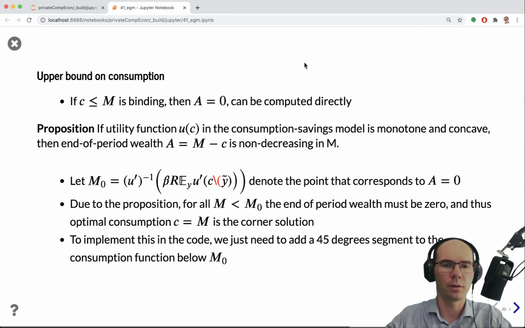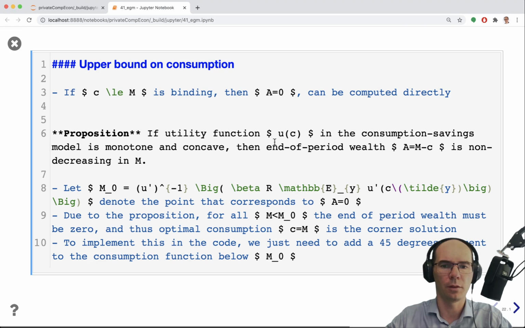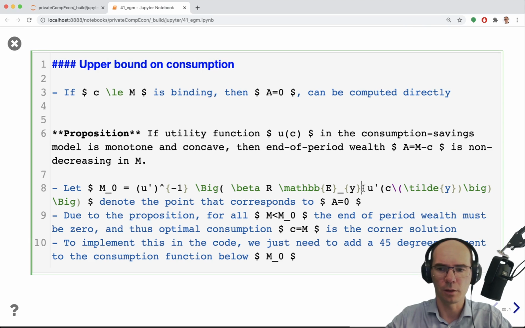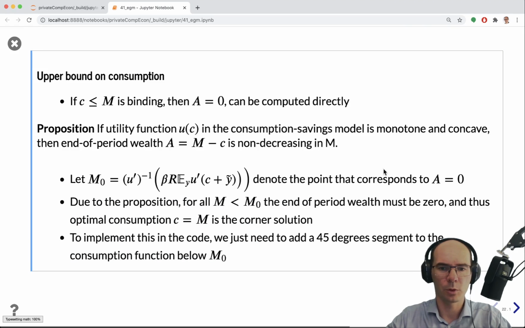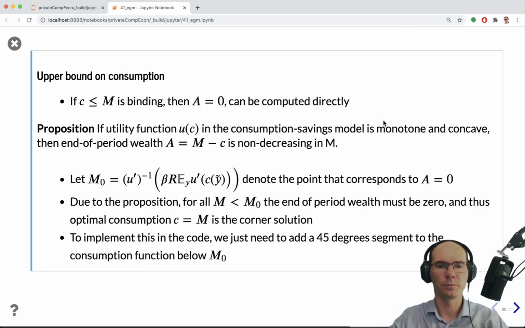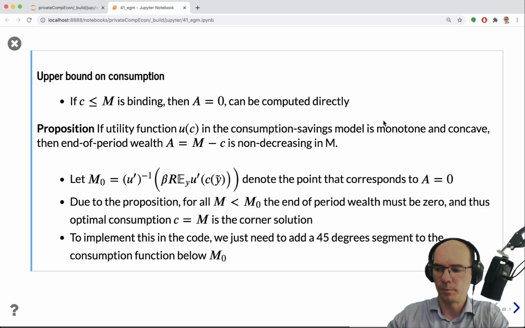That's unlike the upper bound. What's going on here? Should it be like this? No. It should be like that. Okay.